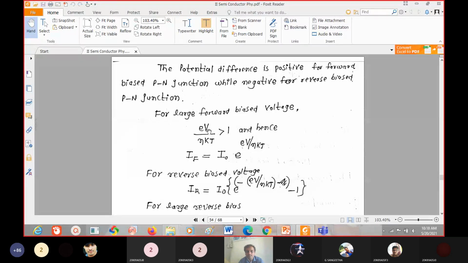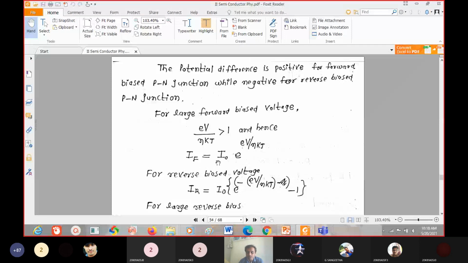eV by ηkT is greater than 1. Okay, so that's why if you take the forward current, IF is equal to I naught into e to the power eV by ηkT. So this is, in case of forward bias, how much current is passing through the diode. Okay, this is the equation for forward bias current.